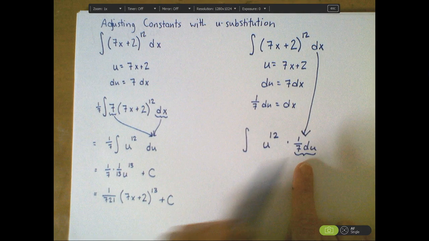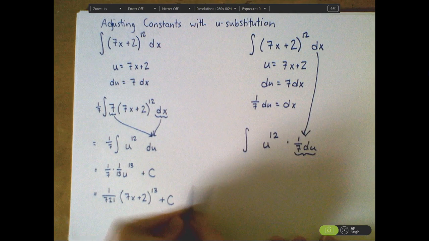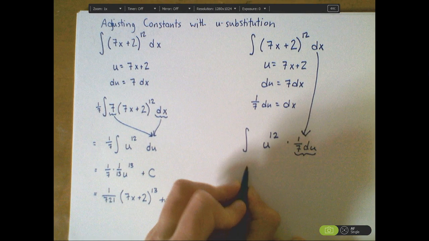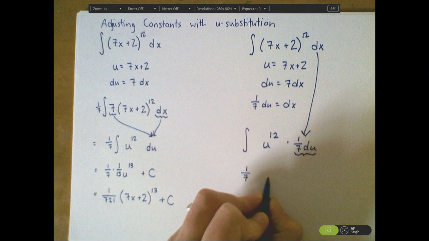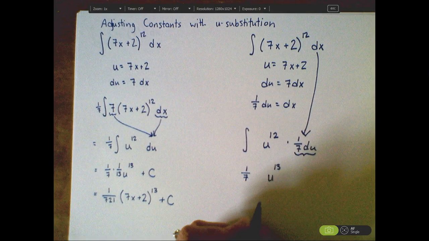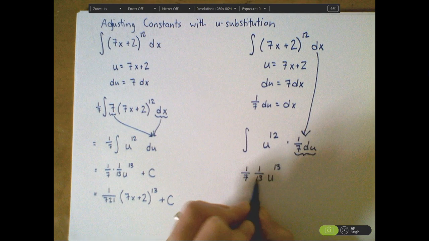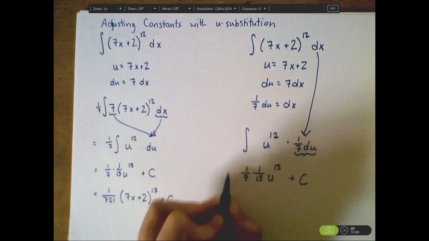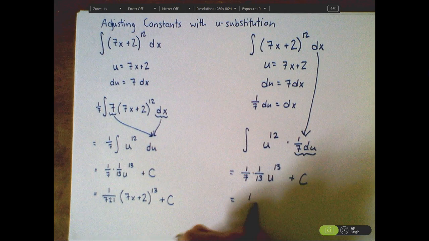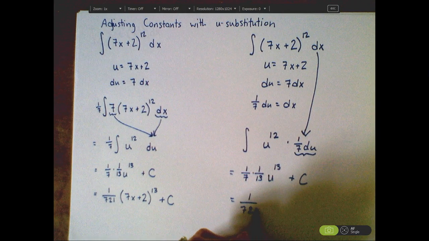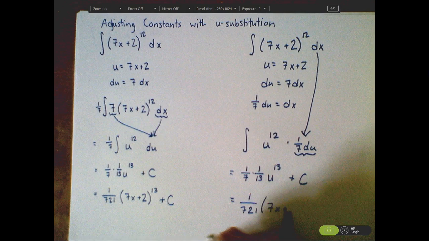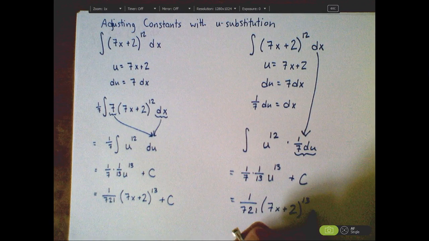So let's finish the integration. It's going to be the same steps as before. When I integrate, the 1/7 stays as a coefficient out front. I raise u to the 13th power and multiply it by 1/13 plus c, and we get the same value as before, 1/91 times (7x + 2) to the 13th plus c.